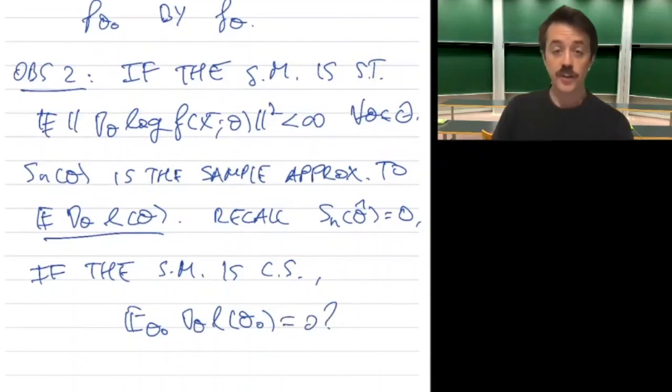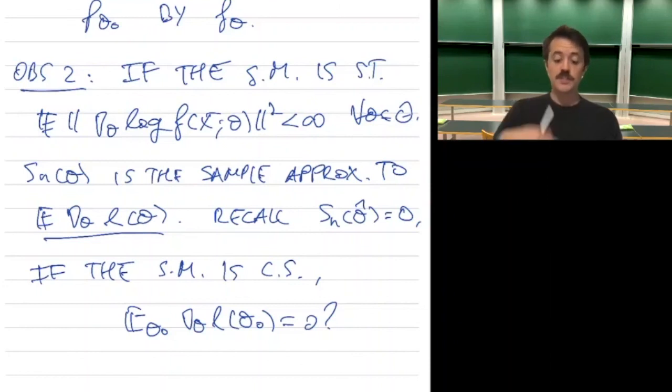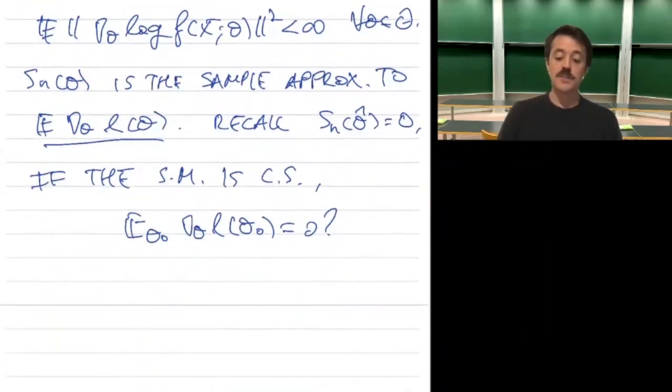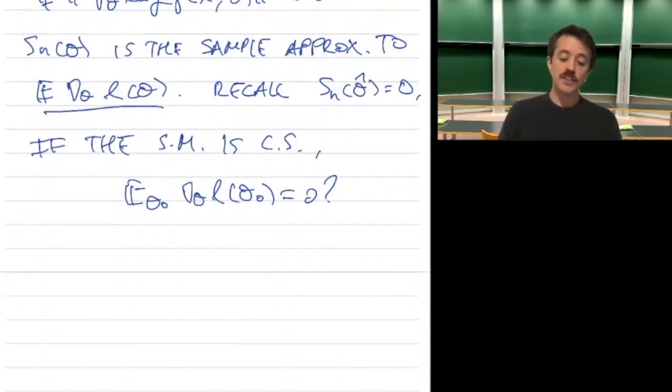So this is analogous to the previous observation that we were talking about. If it is, then that's good news again, because what we're saying is that the target of this law of large numbers is actually 0 at the true value, and that's good, because the MLE is just the 0 of the sample version of this. Okay, so let's do some calculations to check this.